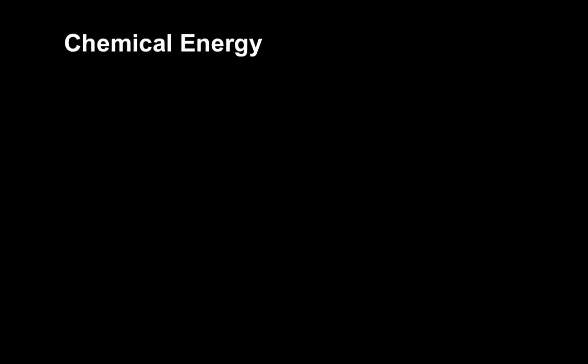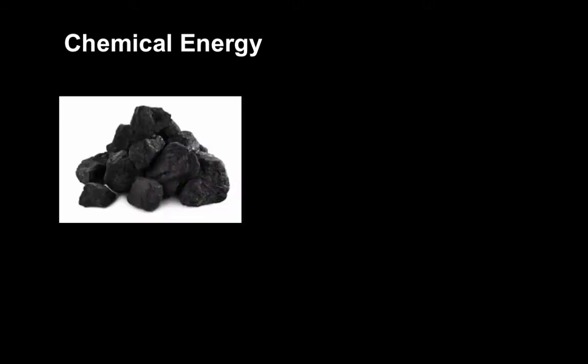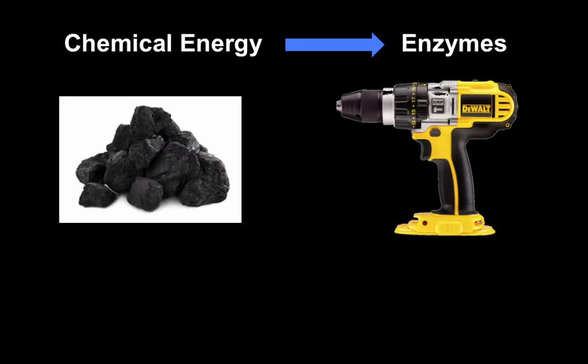So I'm going to give you a couple examples of how chemical energy works here. I think of it sort of like coal. Coal has stored a lot of energy. There's a lot of energy that you can get from coal. Now, in our bodies, we want to be able to take that chemical energy and use it for enzymes. In this case, I'm going to say an enzyme is kind of like an electric drill. Really useful, but it needs a little bit of energy in order to be useful.